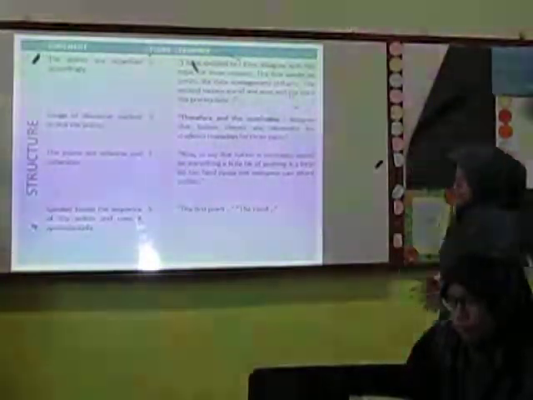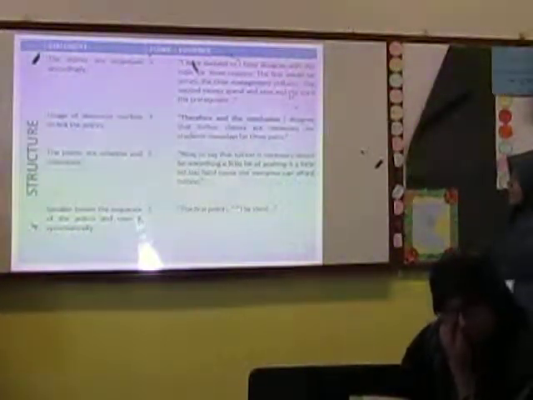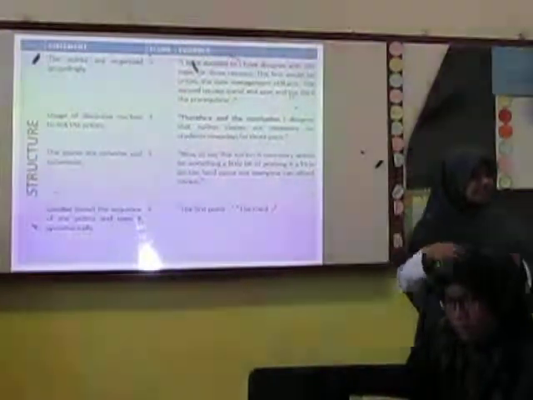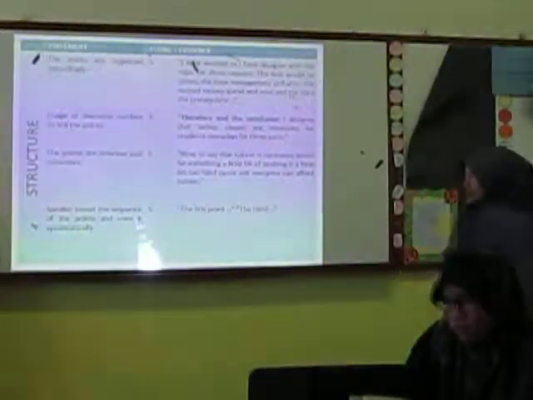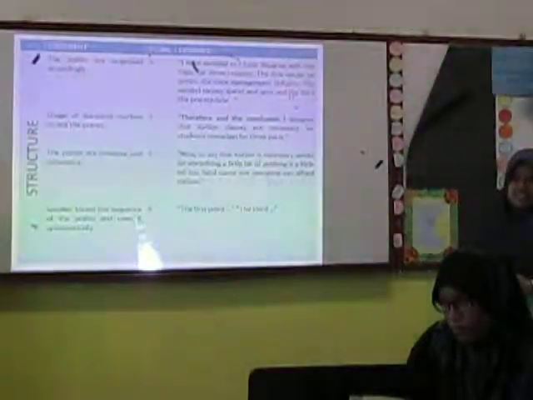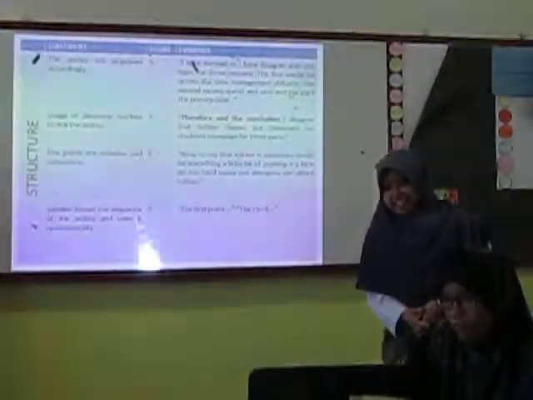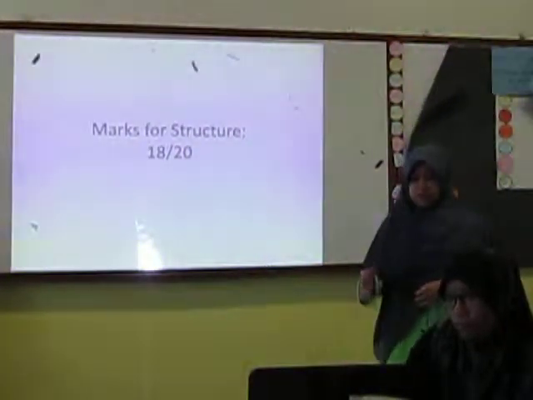So everyone makes mistakes. The points are concise and coherent, yes, because he managed to relate the first point and the second point and conclude it well. And he knows the sequence of the points and uses it systematically. The first point, the third, and so on. Okay, the marks for structure is 18 over 20, almost full marks.